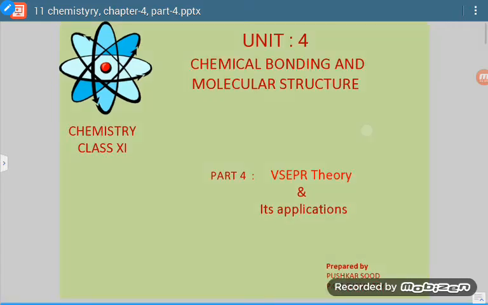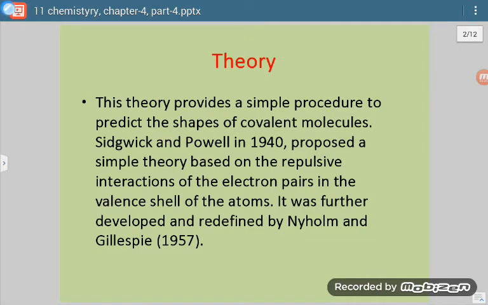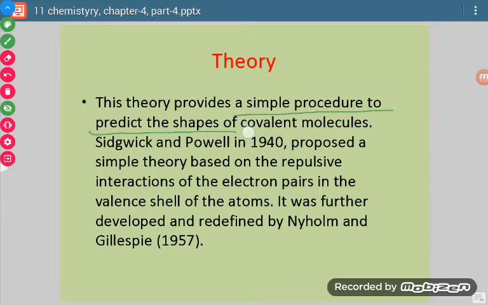Okay. So first of all, how and who discovered it? This theory provides a simple procedure to predict the shapes of covalent molecules. When we have to say about the geometry of a molecule, then what will we be following? We will be following the postulates of VSEPR theory.